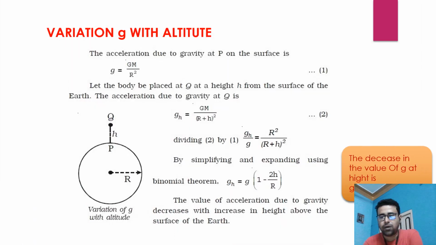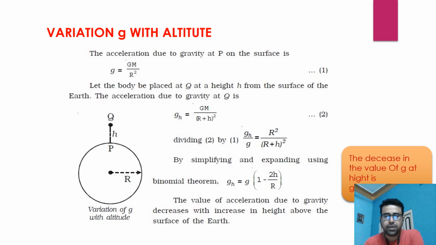Now, variation of g with altitude. So actually what happens when you go up, if you are going somewhere from the surface of the earth in a flight, then you are going to feel that the acceleration due to gravity will decrease. Okay. So here is a calculation. To do that calculation, first of all, you know that g, small g, that is acceleration due to gravity, is equal to GM by R square, where M is the mass of the earth.